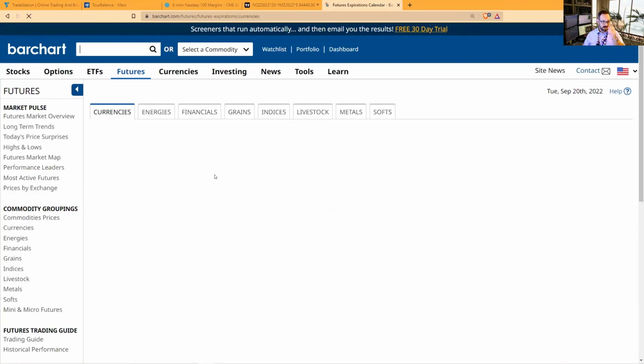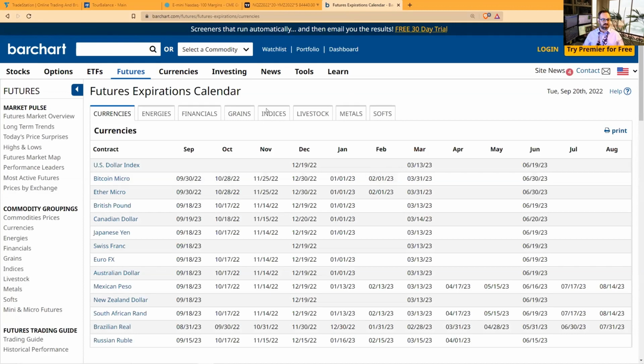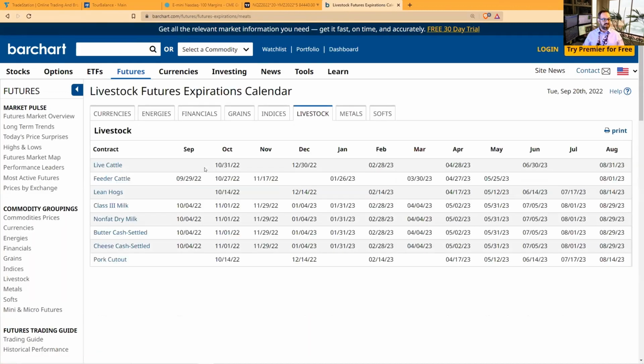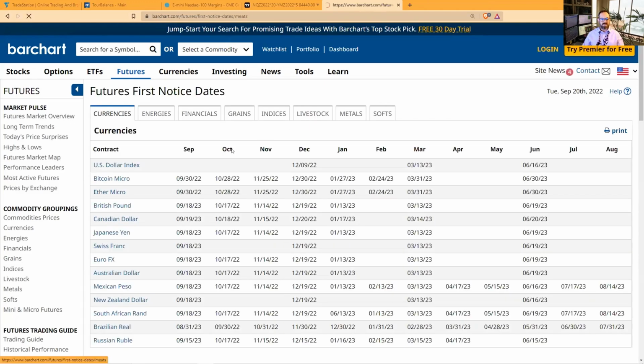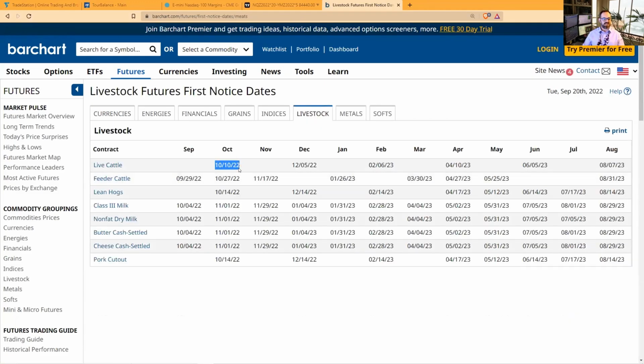So if I go to expirations, you definitely need to be out before the expirations. Let's say we go to livestock and we got live cattle. You can see the October contract stops trading on the 31st. Rollover will typically be a week or so before that, maybe even sooner. And then when you go to the next one, which is the first notice dates, again, we go to livestock, and you can see that's actually 10/10.